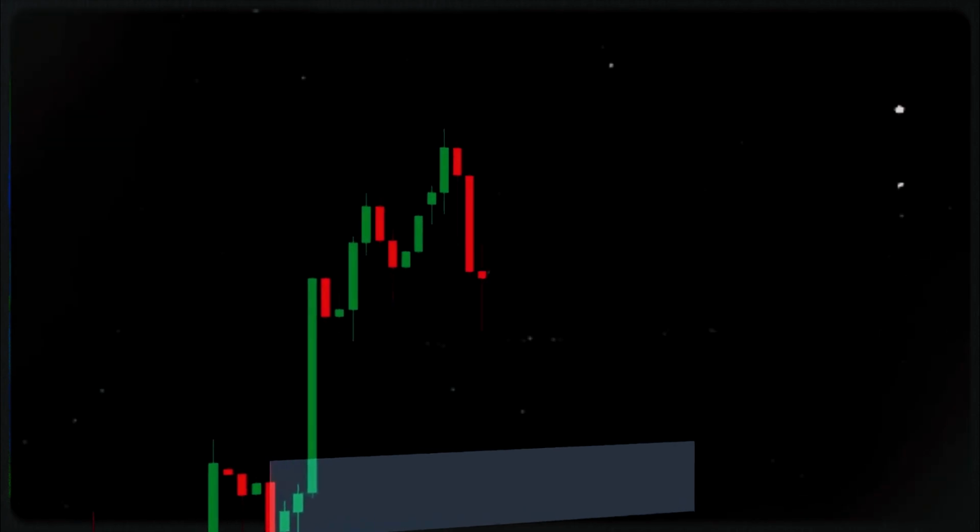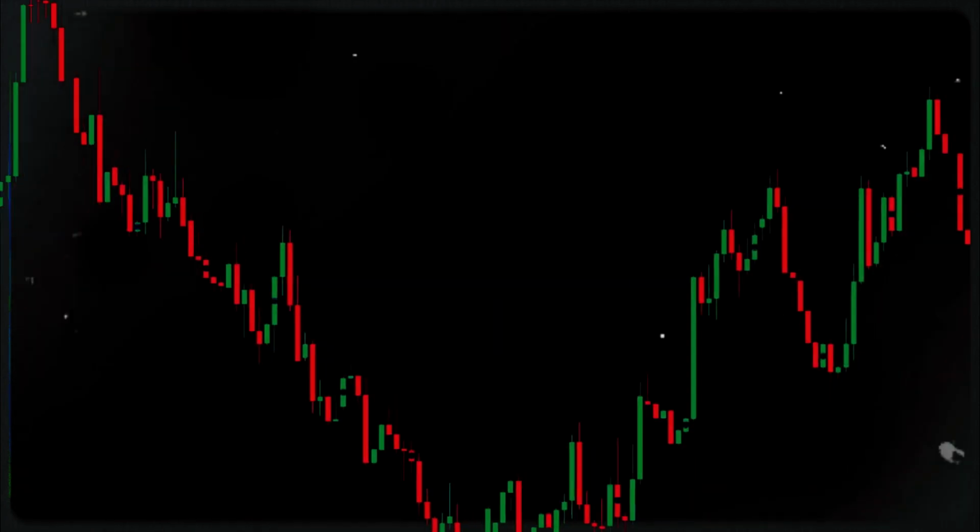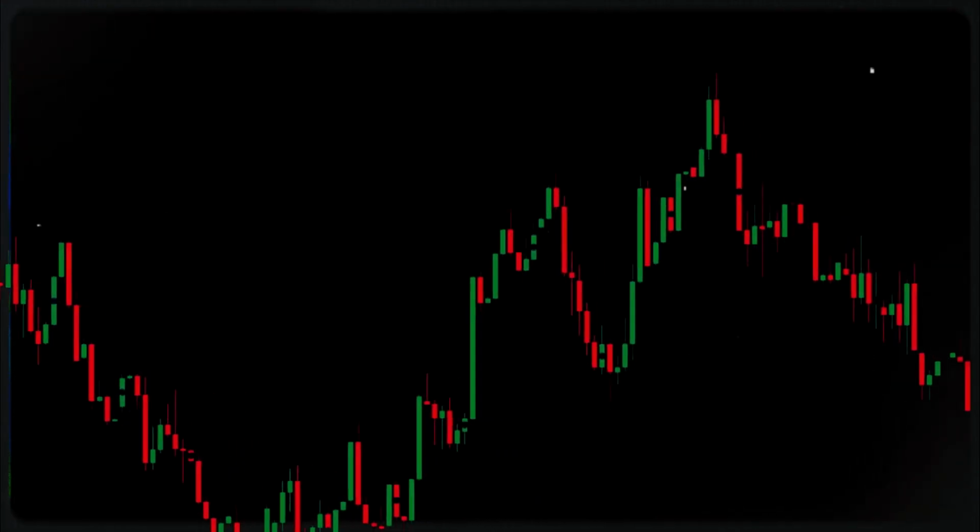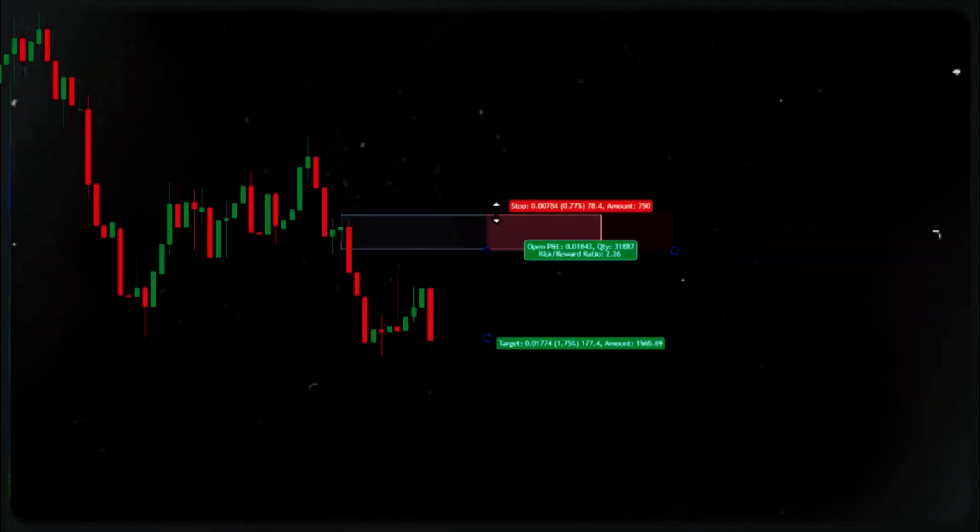When you have both EMA crossover plus confirmation candle, that is when you execute, not before. This discipline alone will cut your losing trades by more than half.